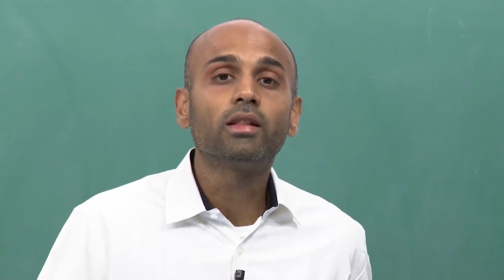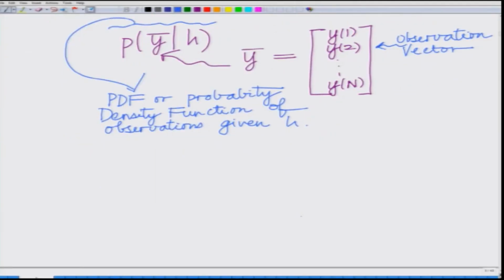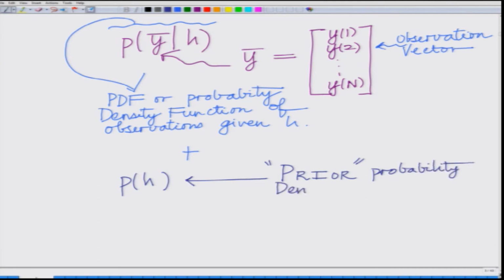Plus, we need another important quantity which is related to the parameter H. This is the probability density function of the parameter H. This is known as the prior probability density function. So, we need two quantities: one is P of y bar given H, plus another important quantity, which is P of H, the prior. This is the prior probability density function of the parameter H.